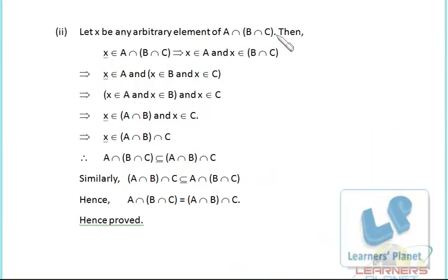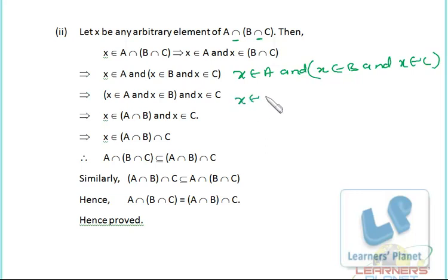Now again, for A intersection B intersection C, we'll start with X. X is an arbitrary element. Now we have the intersection sign over here. That means X should be part of A as well as B intersection C. That means X should belong to A, B and C, all of them precisely, right? So we start with X belongs to A and, in a bracket, X belongs to B and X belongs to C, right? Now we can change the order: X belongs to A and X belongs to B and X belongs to C.